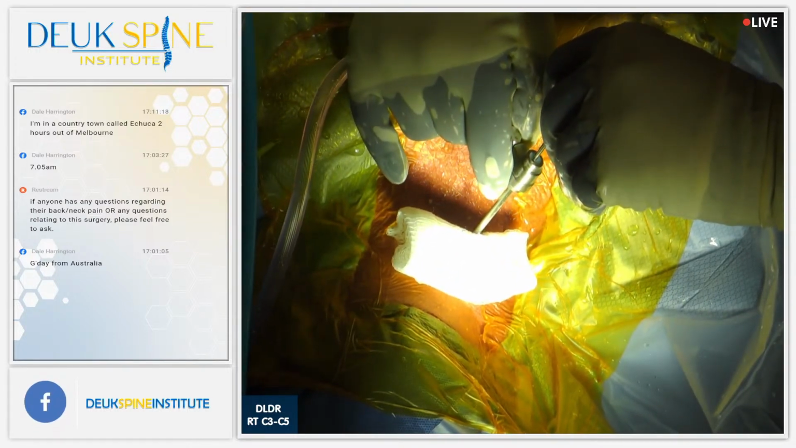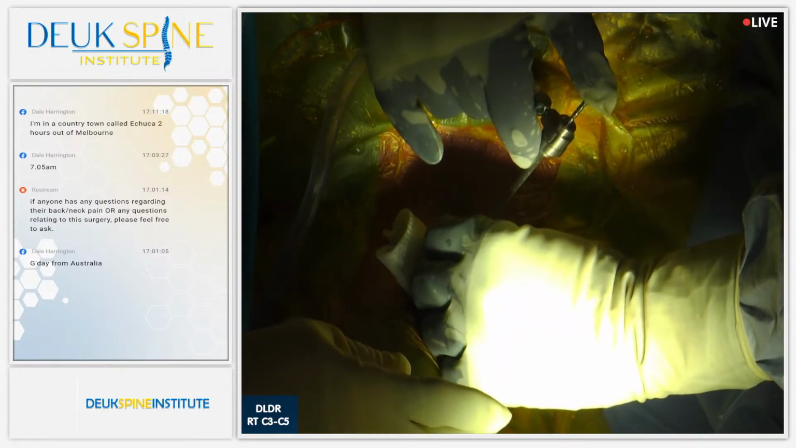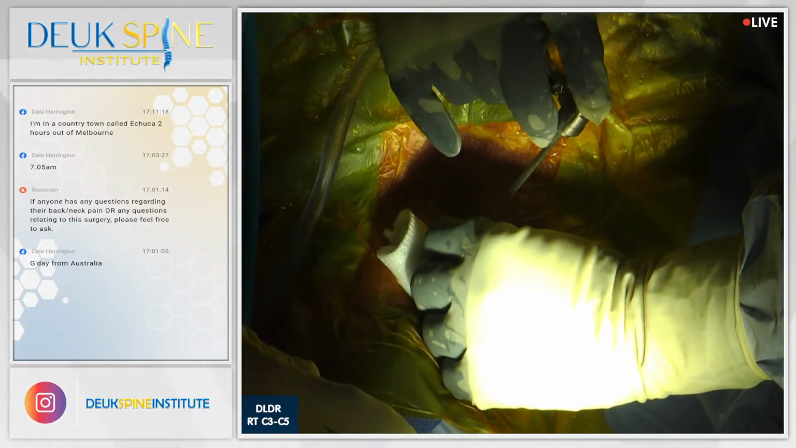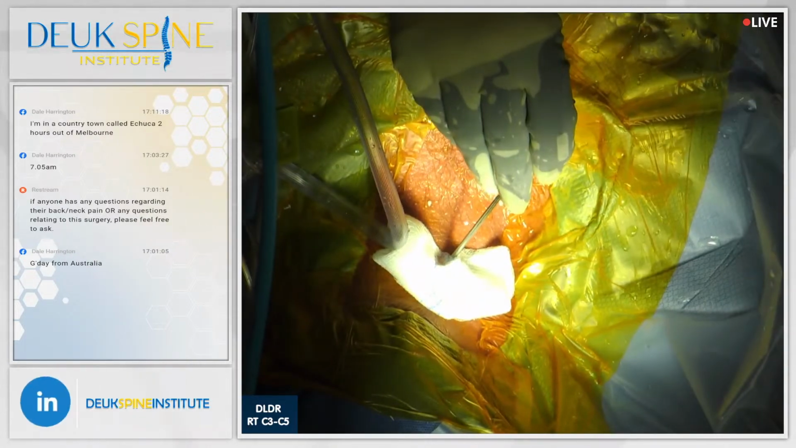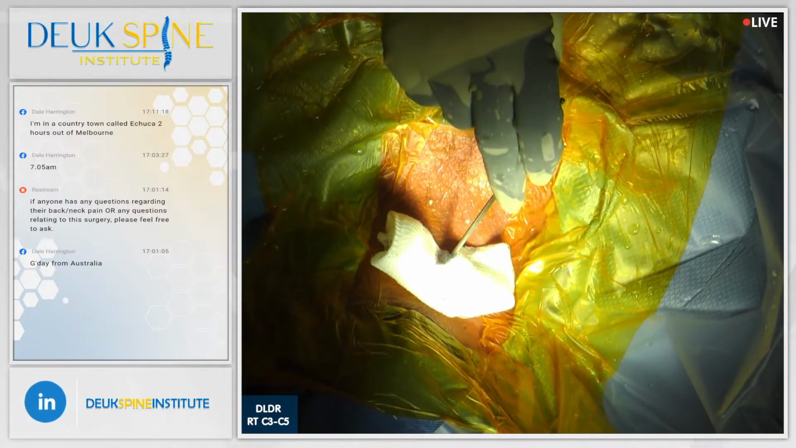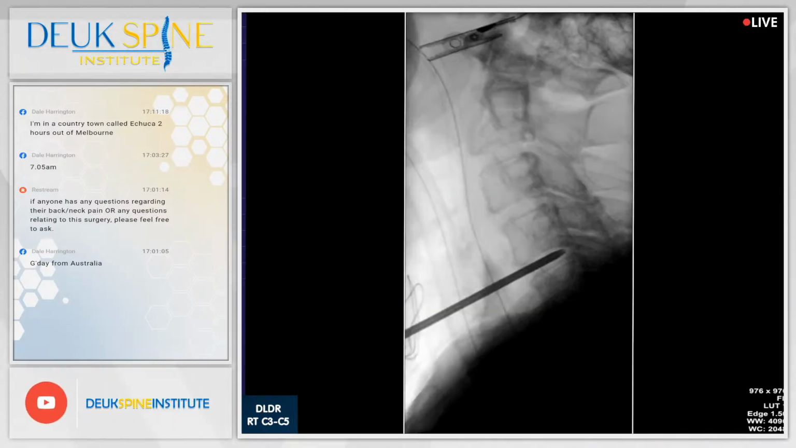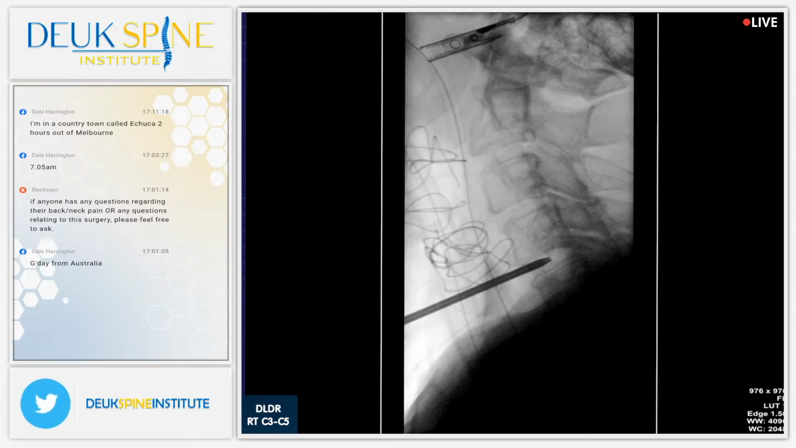Shot. All right, at this point, that's 2, 3, 4, 5. Everyone agree we're at 4, 5? We need to do 3, 4. Everyone agree we need to do 3, 4? All right, so let's move up. Shot. This is called the Deuk spine slide, and I pioneered this technique.